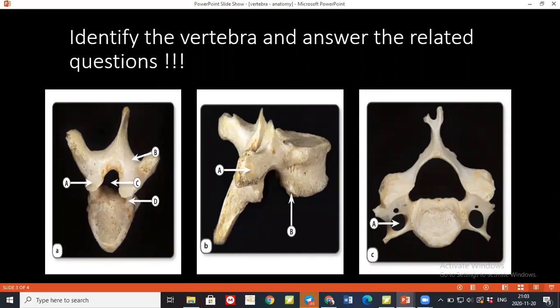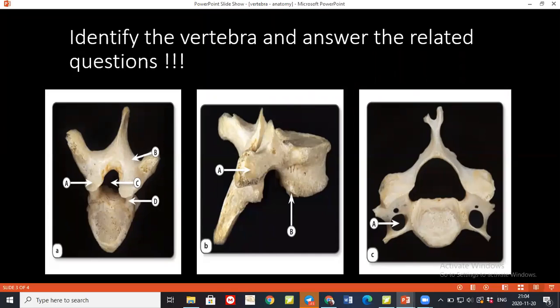Surface marking of the posterior triangle: it is bounded anteriorly by the posterior border of the sternocleidomastoid, posteriorly by the anterior border of the trapezius, and inferiorly by the middle one-third of the clavicle, and it is divided into two triangles by the inferior belly of the omohyoid.